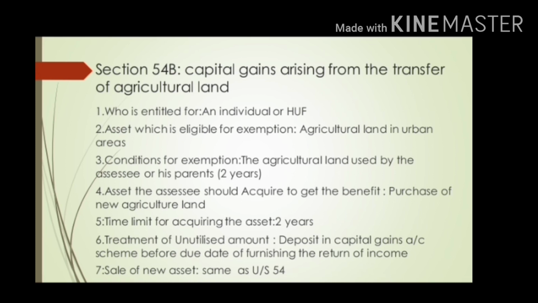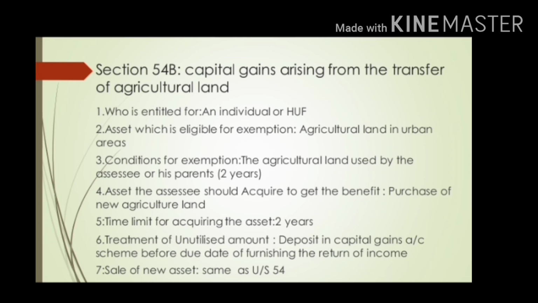And the asset the assessee should acquire to get the benefit, the new asset, is the purchase of new agricultural land. And the time limit for acquiring the new asset is 2 years, meaning the assessee has purchased, within a period of 2 years from the date of transfer, any other land for agricultural purpose. And the unutilized amount is treated as a deposit in the capital gains account scheme.